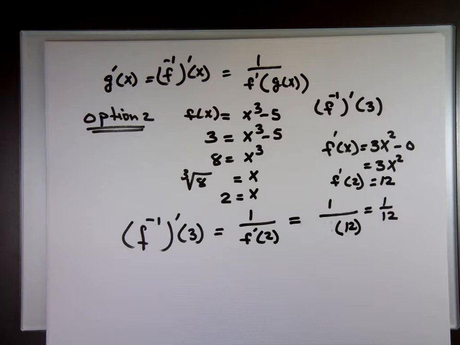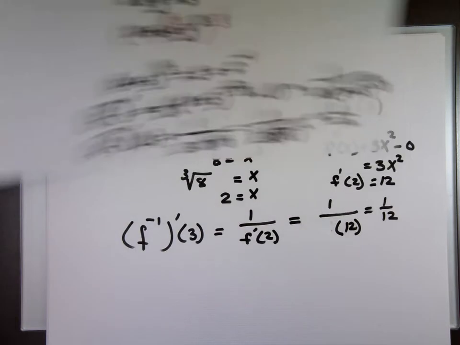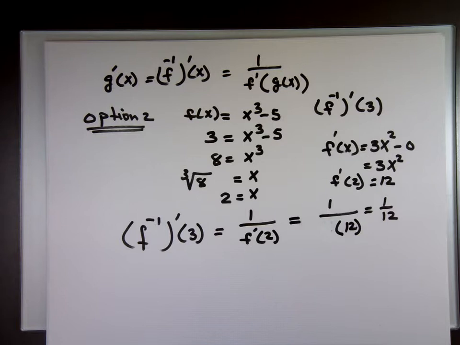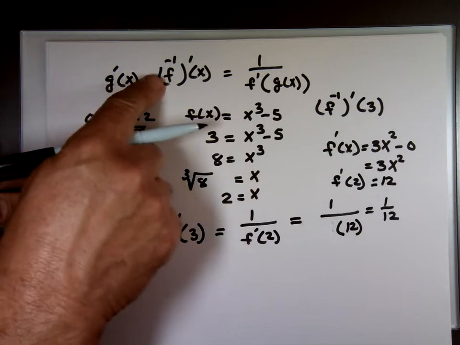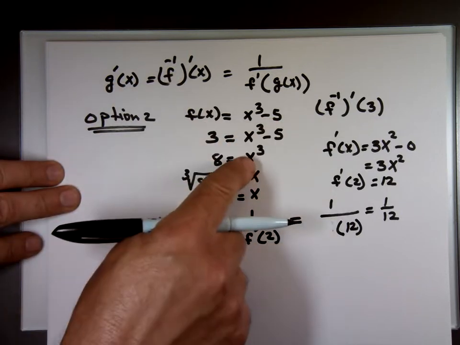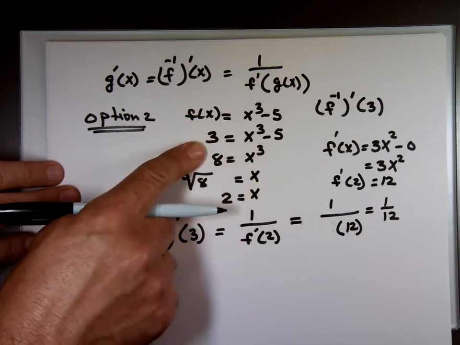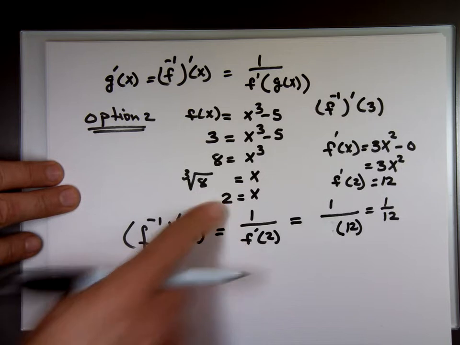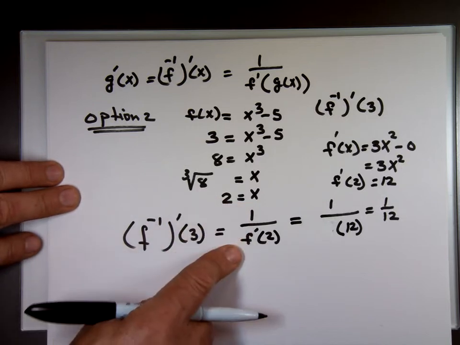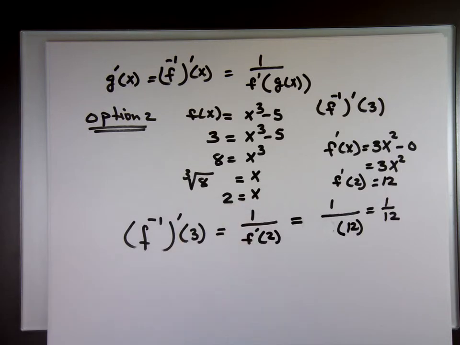Is it 12? I don't have to find the derivative of the inverse function. I don't have to find the inverse function. If they say find the derivative of the inverse at 3, find the x value that has f of x equal to 3. Go through it, find what that number is, then go 1 over the derivative of the f function, this one, at the 2 in this case.